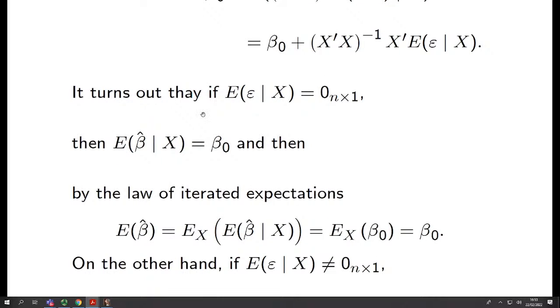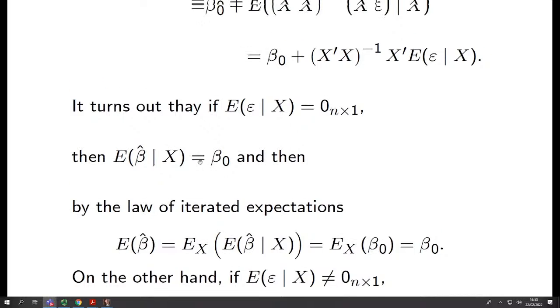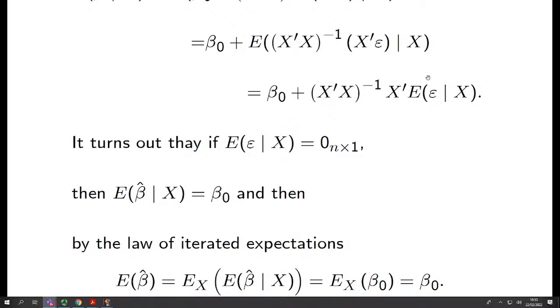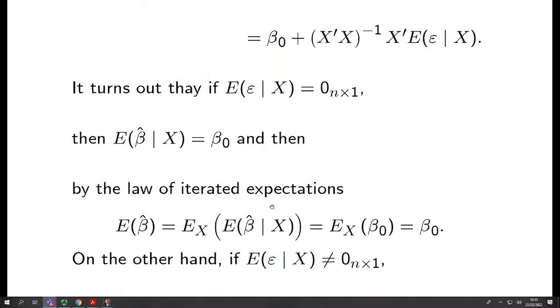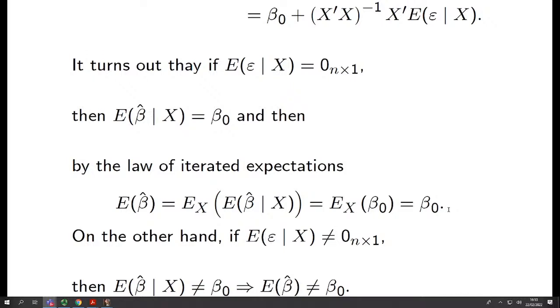Indeed, and you have the argument here. If you can claim that this expected value is equal to 0, then it means that we are killing this term here. This will be 0. And so I get the expected value of beta hat given x is the true value, and then by the law of iterated expectation, I get the result.